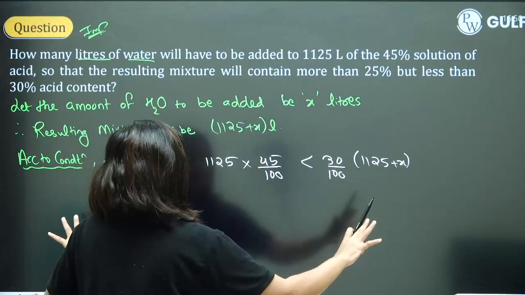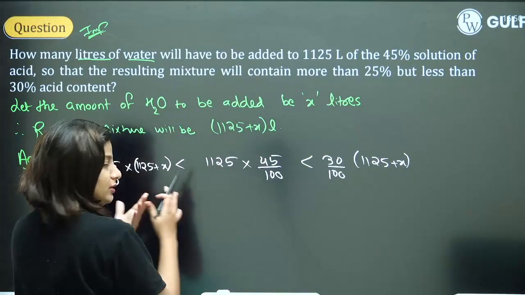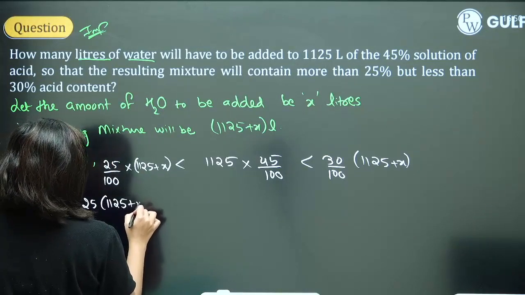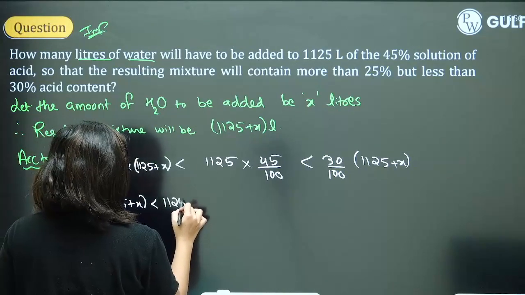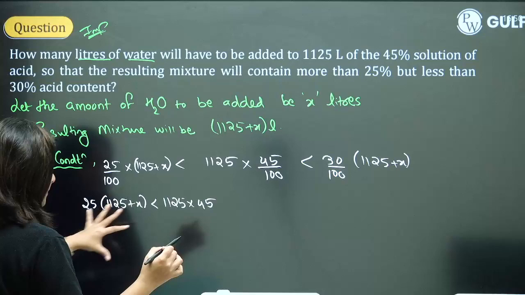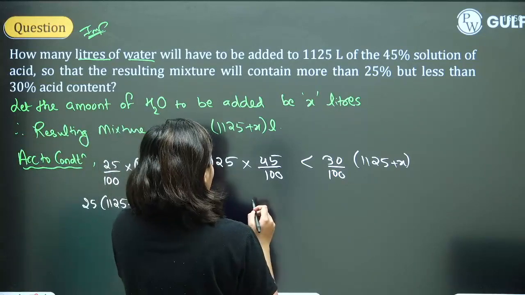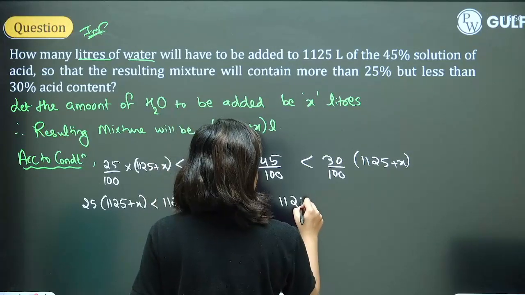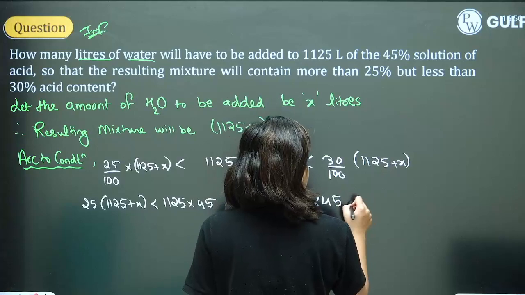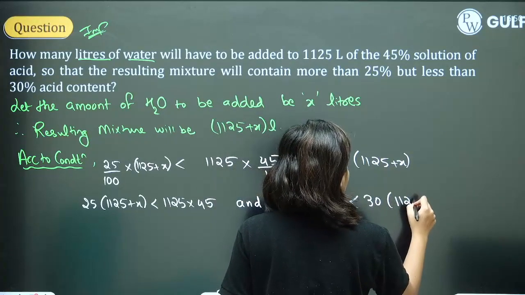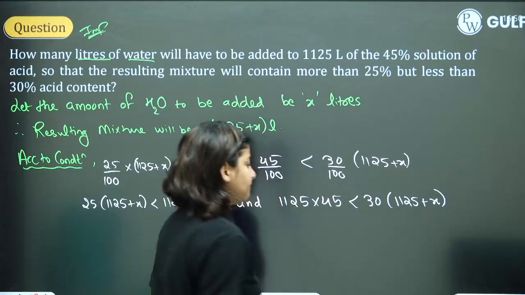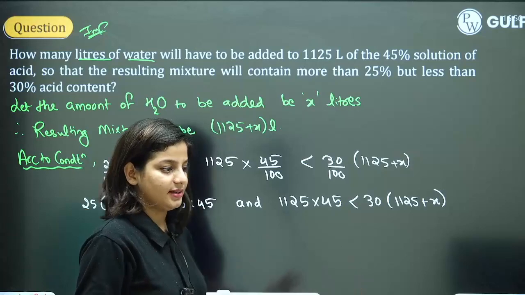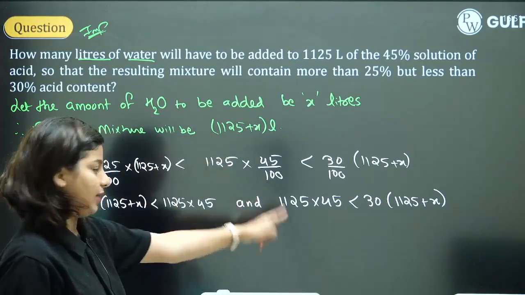This is a double inequality. You can cut the 100 and solve them separately. That is, 25 into (1125 plus x) is less than 1125 into 45. That's one part of the question. And the other part, and in between do not forget to put 'and': 1125 into 45 will be less than 30 times (1125 plus x). Solve the two individually, and take the intersection in the end, you will get the answer. The question is to find x, solve for x.